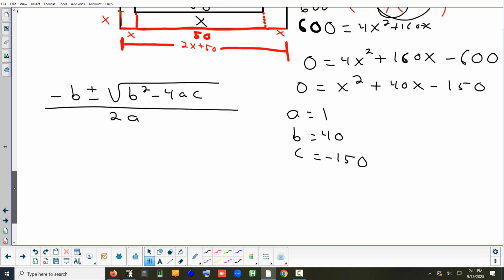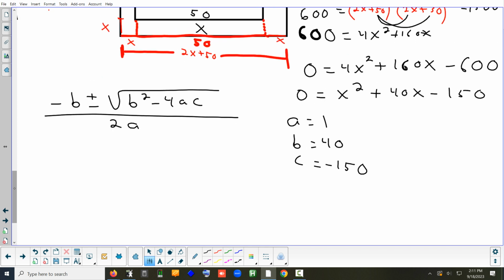And once we do it, then we will have the width of the sidewalk. Okay, so negative b plus or minus the square root of, I'm going to do the b squared out. So that's 40 times 40. That's 1600. Minus 4 times a times c.